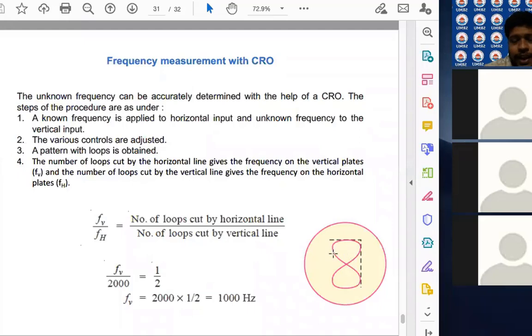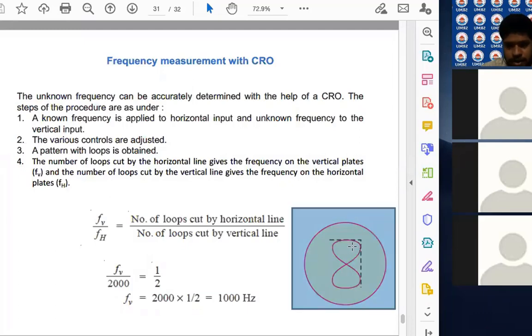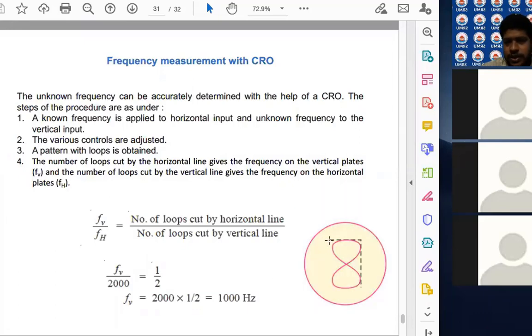So what we will do is draw a horizontal line across whatever structure has formed. So let us trace it on a tracing paper and then draw a horizontal line, draw a vertical line, and then you check how many loops it cuts. Like if we look at this, this line cuts only one loop, and this vertical line cuts two loops. This one, this is one. It goes like this, one loop, two. So this is the thing we have to look at.